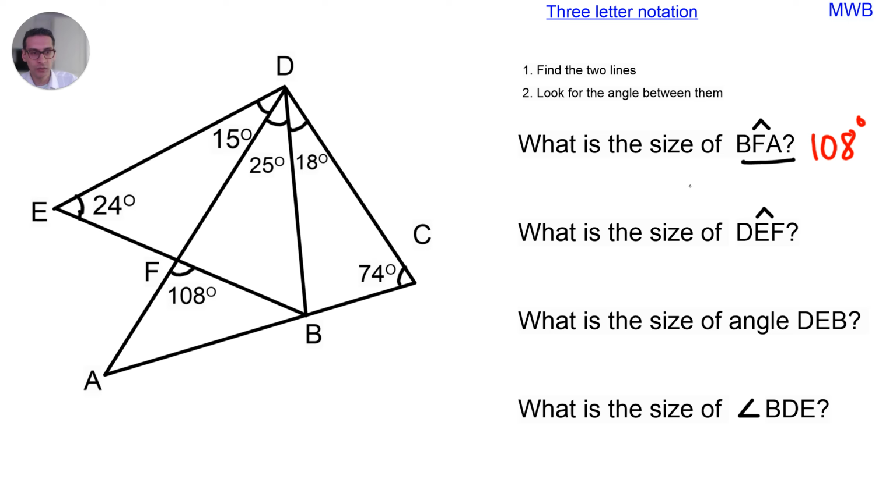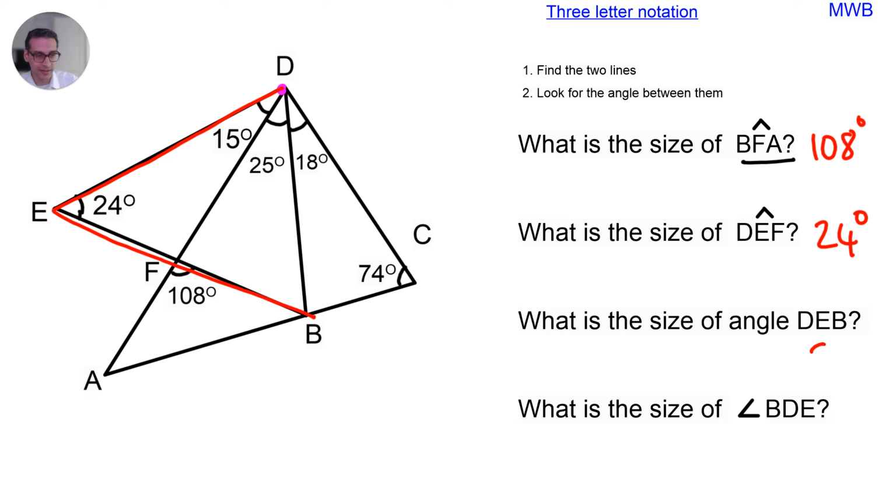The next question, DEF. So start at D, go to E, and then go to F. That's not very well drawn, but you can see that's going to be 24 degrees. Next one is we've got DEB. So start at D, go to E, and then go to B.